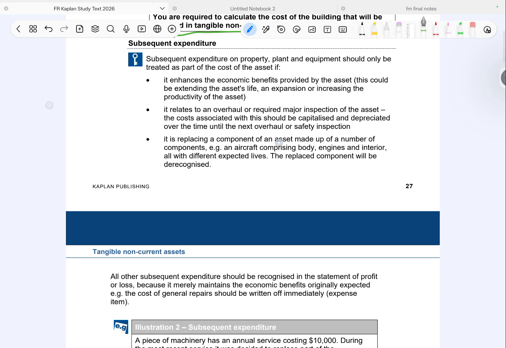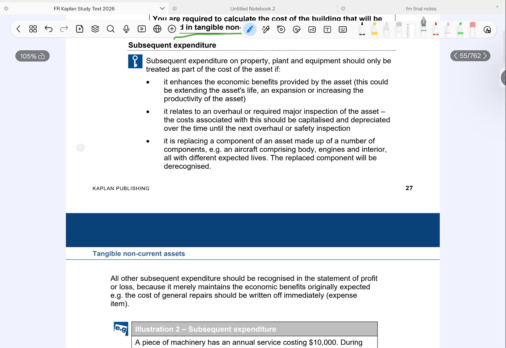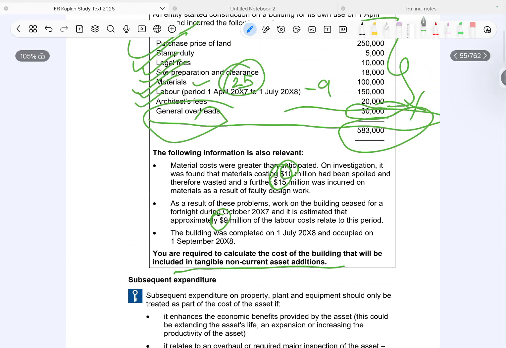It is replacing a component of an asset made up of a number of components. Example, an aircraft comprising body, engines and interiors, all with different expected lives. The replaced component will be derecognized, and all other subsequent expenditure should be recognized in the statement of profit or loss, because it merely maintains the economic benefits originally expected. The cost of general repairs should be written off. Okay, so if we are now at the initial measurement, I hope you guys are sure about it.